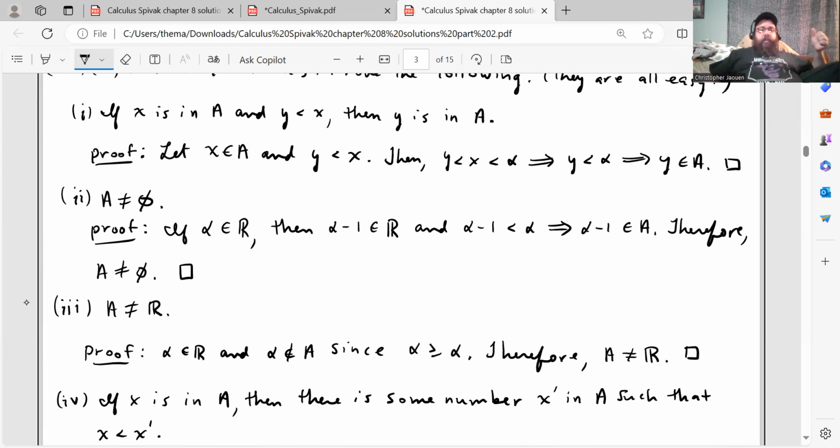Property 2 says A is not empty. So here's my proof. If alpha is in R, then alpha minus 1 is also a real number, and alpha minus 1 clearly is less than alpha. Therefore, alpha minus 1 is in A. Therefore, A is not empty. It has something in it.